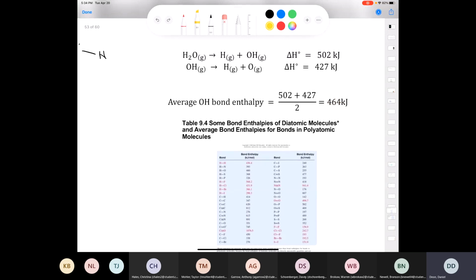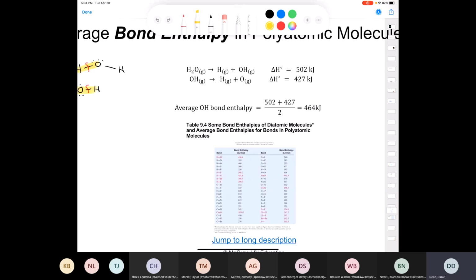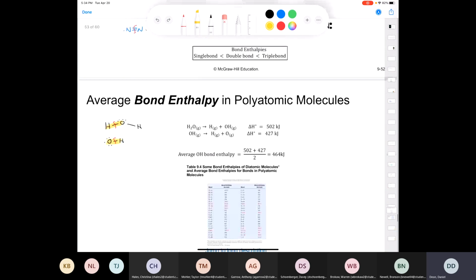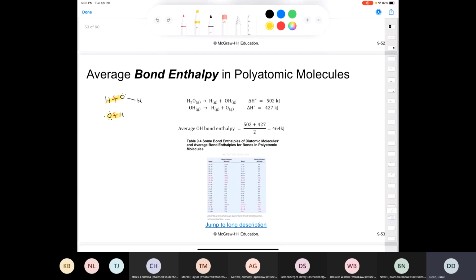Notice that this average is reported to the ones place. Go back here. Since all these came from monatomic or diatomic molecules, they were all reported to the 10th place. That tells me that I know with greater accuracy the bond enthalpy for the bonds in monatomic or diatomic molecules. Whereas if I have an oxygen-hydrogen bond, which can be in literally Avogadro's number of different molecules, in a whole host of different electronic environments, we have to take the average. So what we see here is an average bond enthalpy.